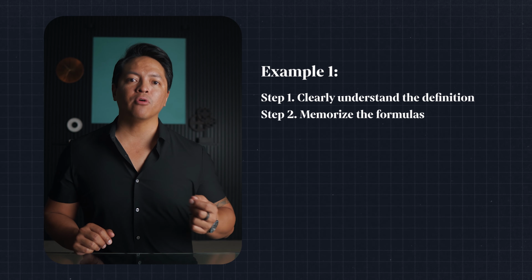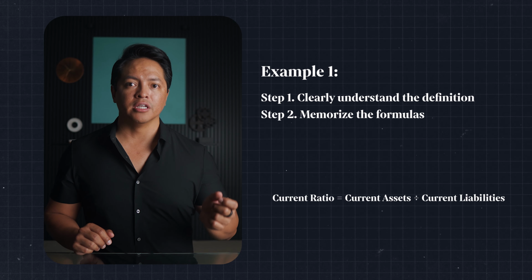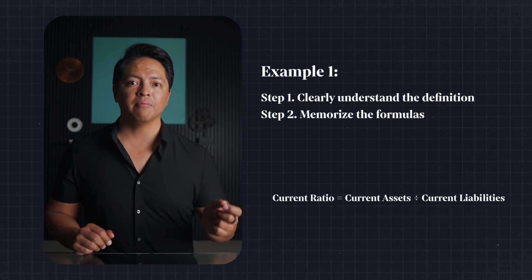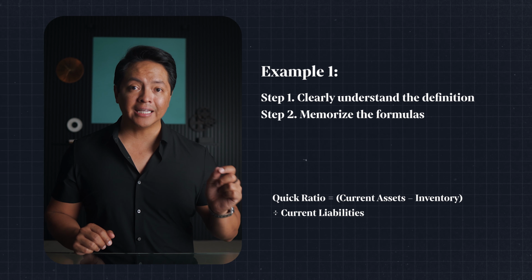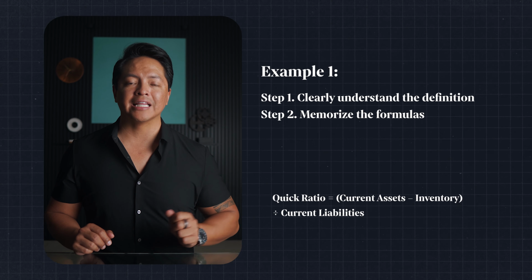Step 2, memorize the formulas. Current ratio is equal to current assets divided by current liabilities. Quick ratio is equal to current assets less inventory divided by current liabilities.